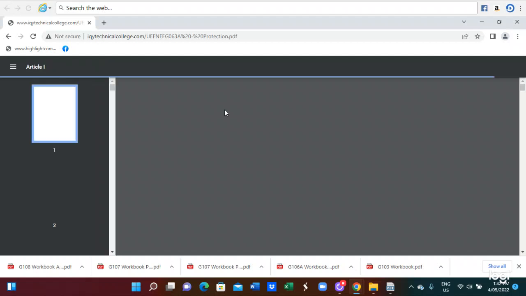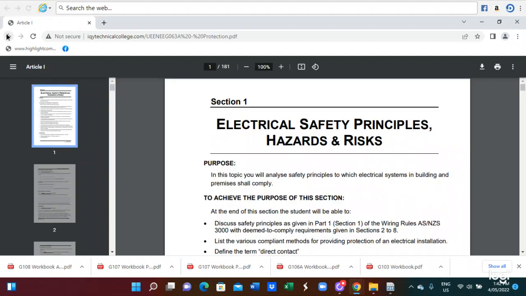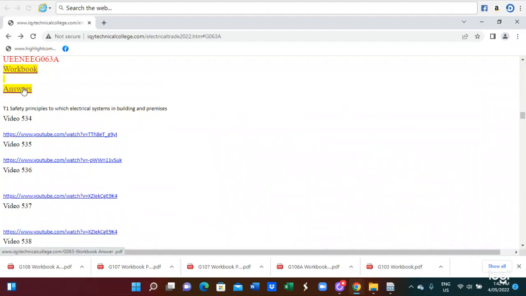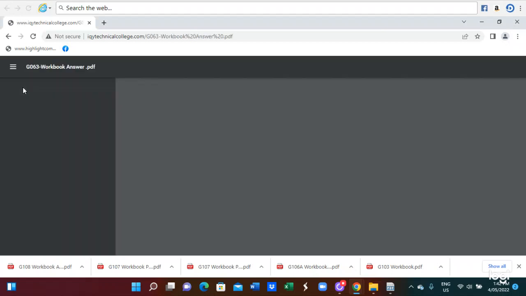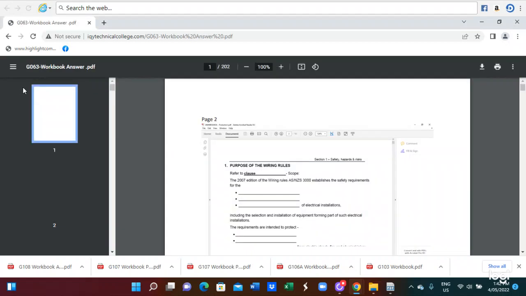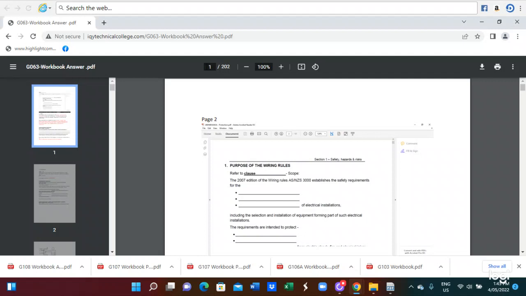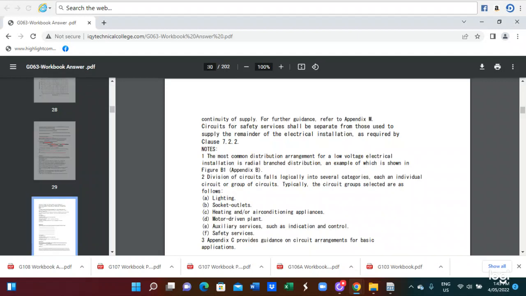So this is a workbook. In the workbook, I provide the answer. Click the answer. So these answers total 202 pages. So you have to read pages 1 to 30. Read pages 1 to 30 of the workbook.